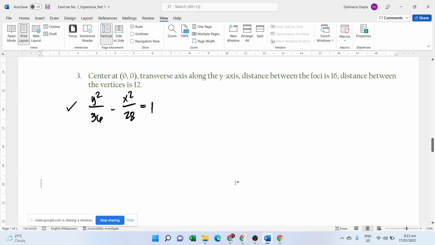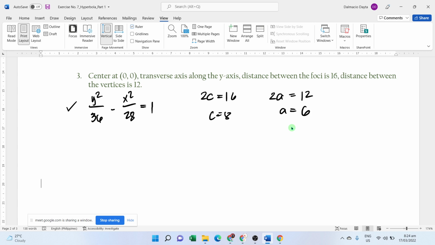Let's see the solution to this. Center at origin, transverse axis along the y-axis. So the form of the equation is correct. The distance between the foci is 16 and the distance between the vertices is 12. Earlier, we said that the distance between the two foci is 2c, and that is equal to 16. Therefore, c is equal to 8. And the distance between the vertices is 2a, that is the transverse axis. We have 12, then a is equal to 6.